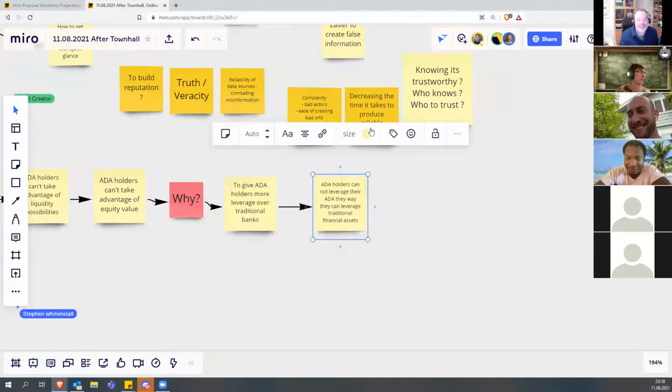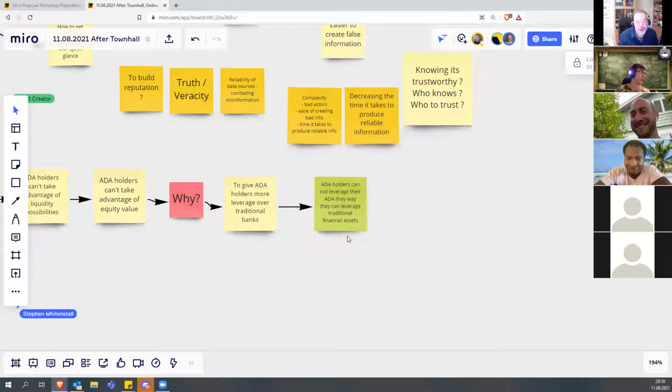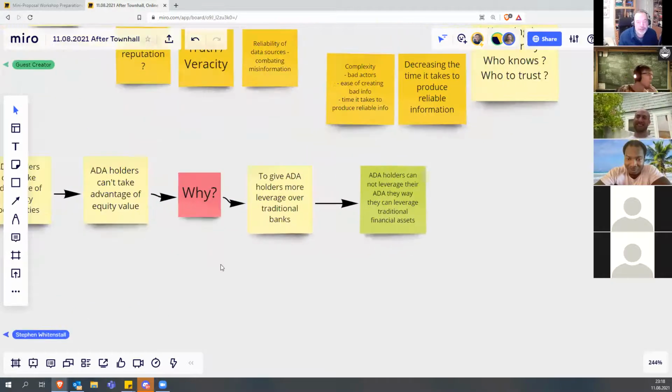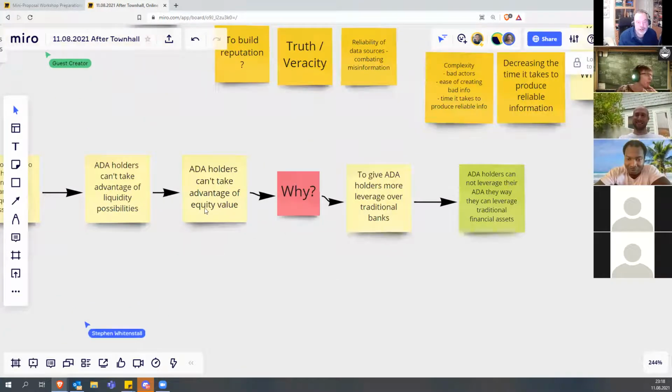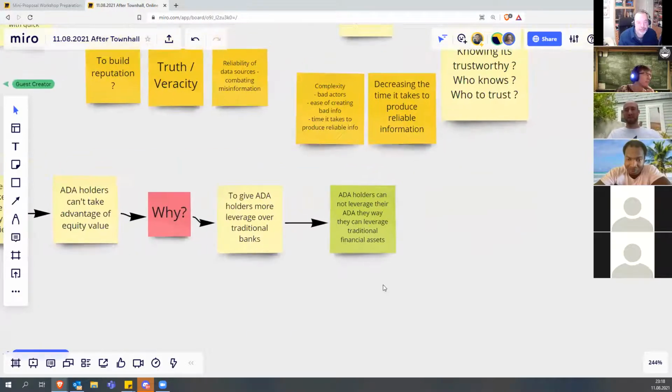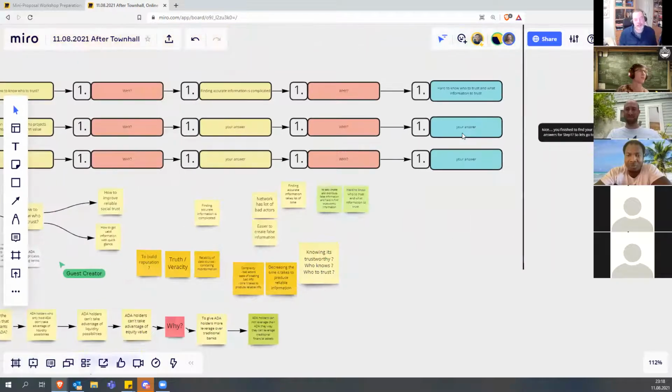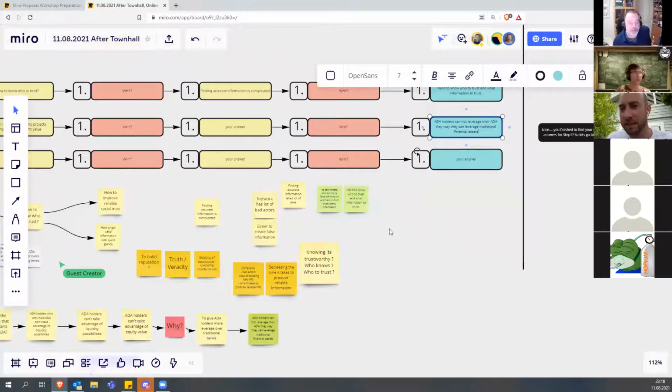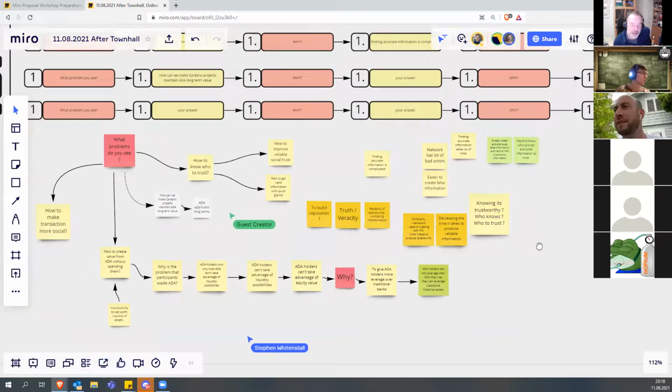All right. Oh, that was a tricky one. Yeah, but we got there. It's good. So is it better than ADA holders can't take advantage of liquidity value? Yeah, I think, yes, it is. That's more specific. Let me write it down. It's quite an interesting problem, actually.